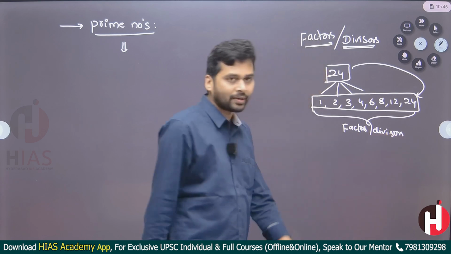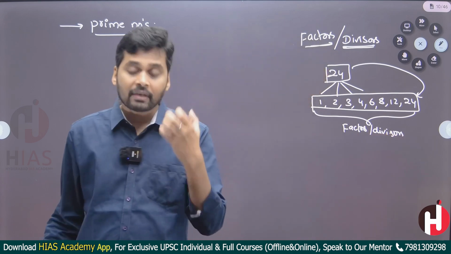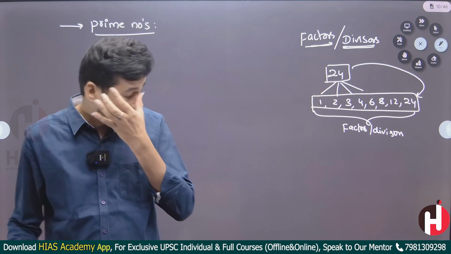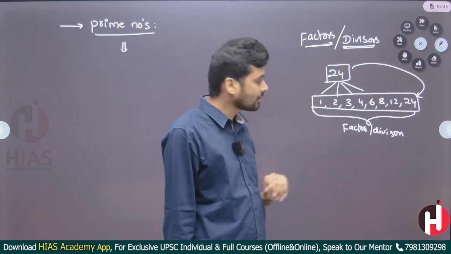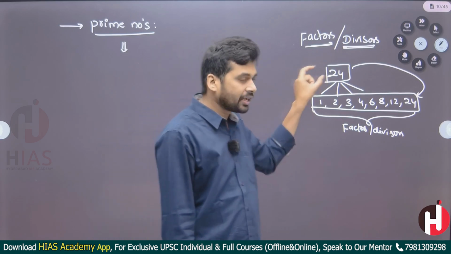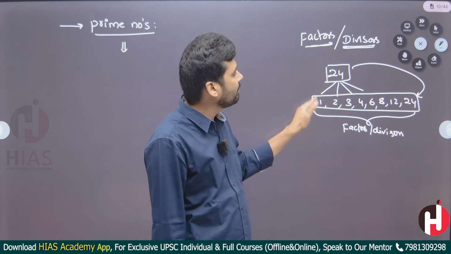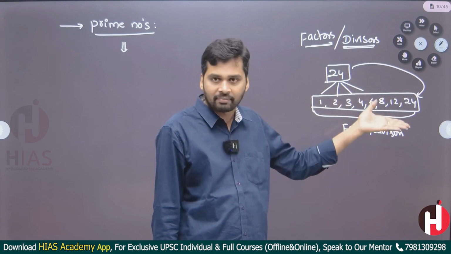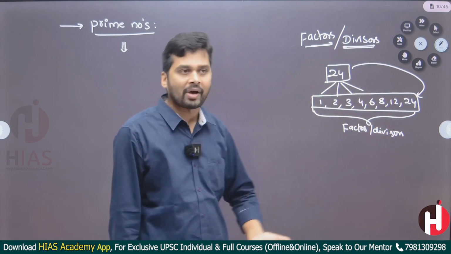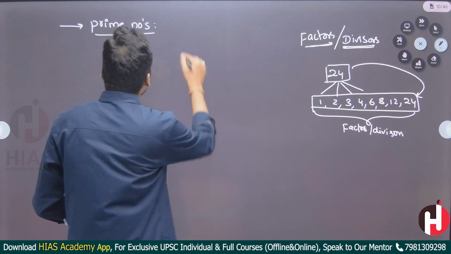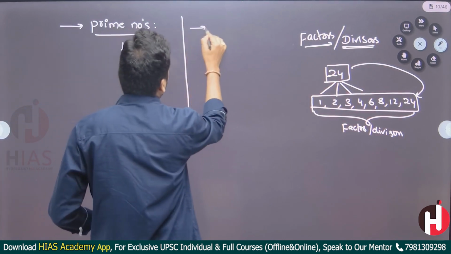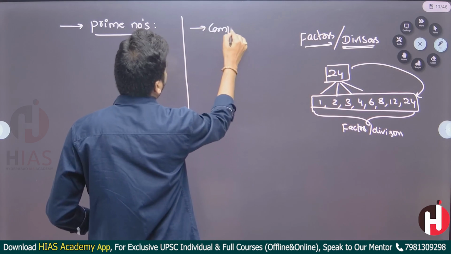You understand what is meant by factor or divisor? Any particular number is divisible by different numbers. So those different numbers are called factors or divisors. If you look at 24, it is divisible by 1, 2, 3, 4, all these numbers, right? These numbers are called factors. Now let's look at the prime numbers and composite numbers.